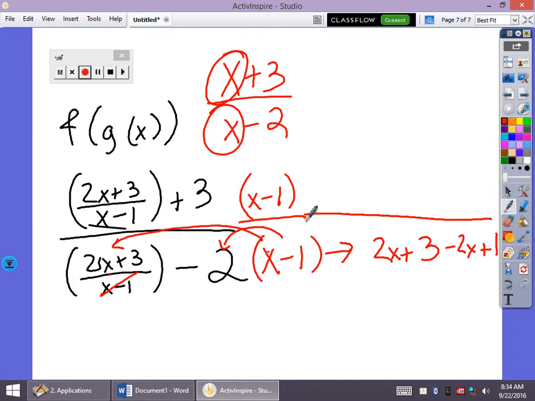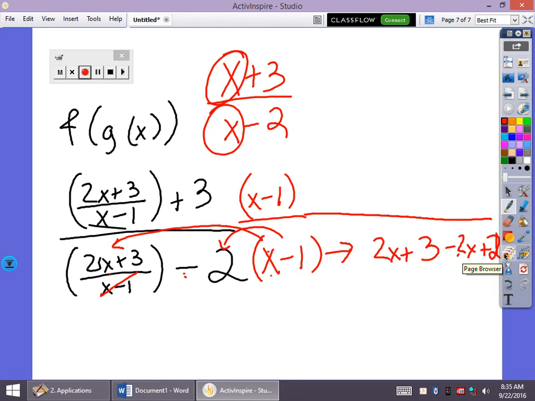So, when I multiply the x minus 1 times this fraction, I keep the numerator because it cancels. Then I have a negative 2 times x, which is negative 2x. And I have negative 2 times negative 1, which is positive 1. I have not combined like terms yet. Negative 2 times a negative 1. Oh, sorry. I see what you're saying. This should be a positive 2. Sorry. Good now?